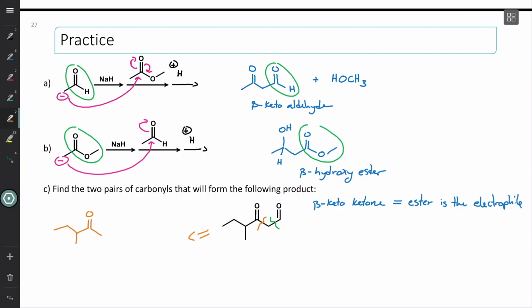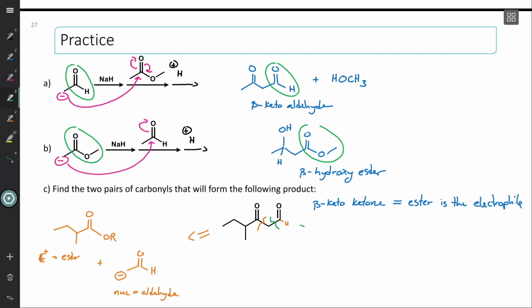We have this group, and so this will be our electrophile, so that's going to be our OR group, our ester, and then the other half is going to be our aldehyde, right? So that's going to be our nucleophile. Capitalized is the ester.